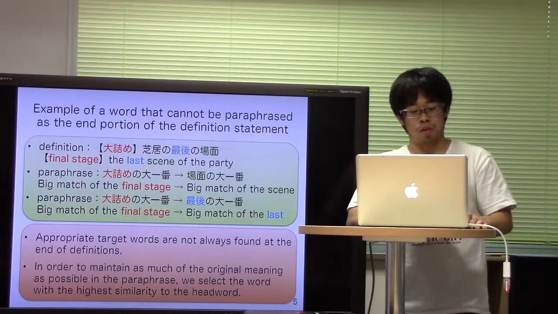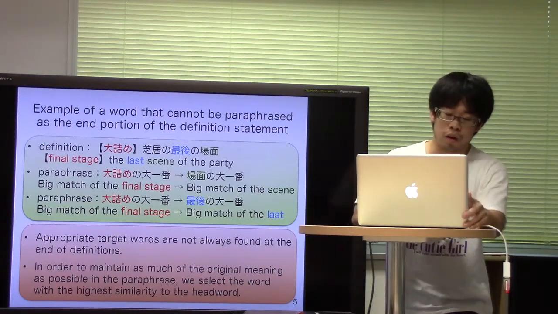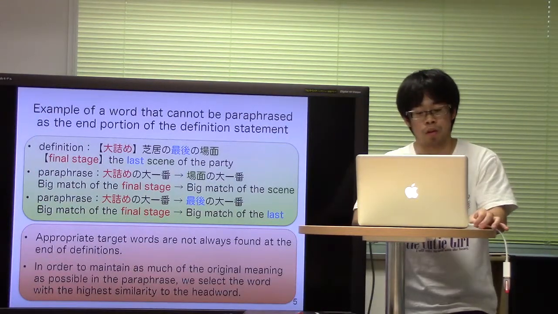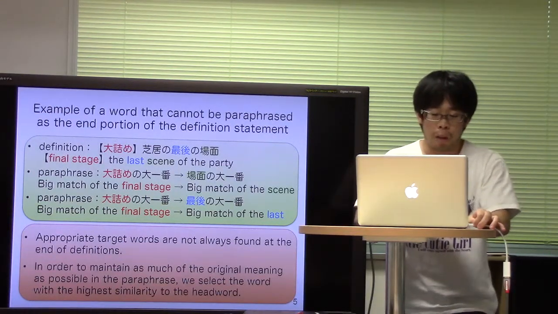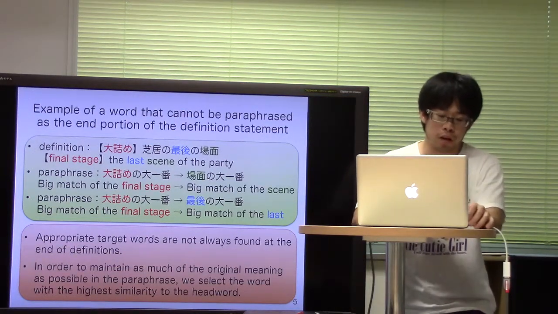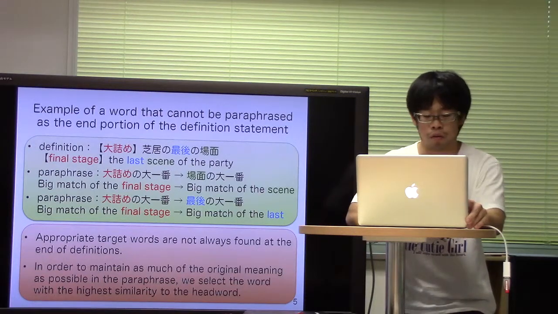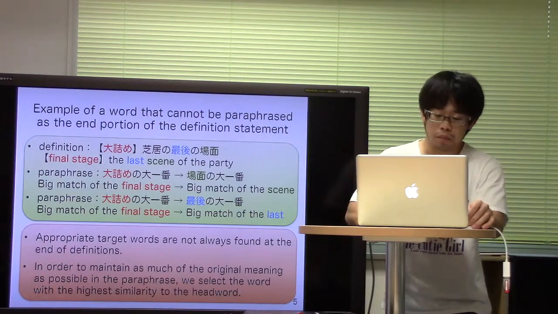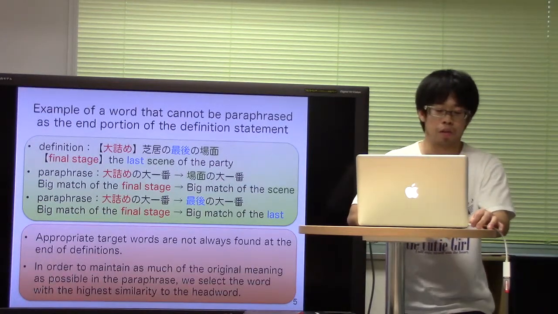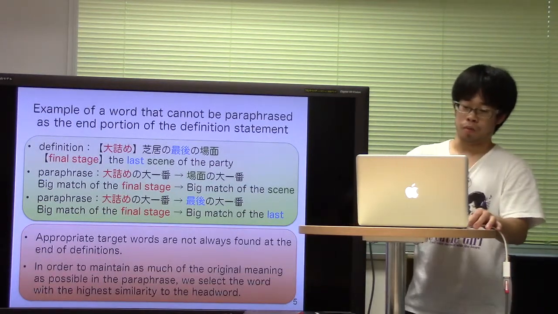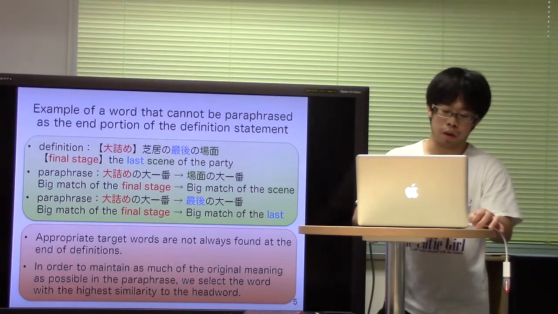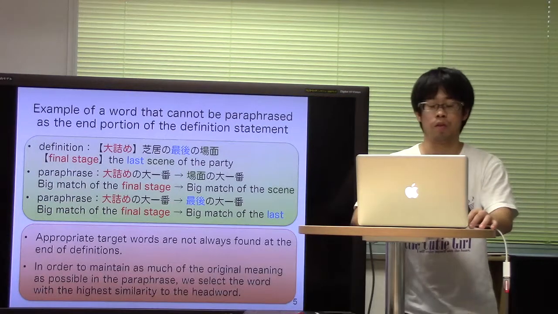The dictionary definition of final stage is the last scene of the play. The end of the definition statement is seen. However, final stage cannot be paraphrased as seen. In this example, paraphrasing with the last is correct. The original phrase, big match of the final stage, is paraphrased as big match of the last. Therefore, we propose a better method for identifying target words from within a definition statement.